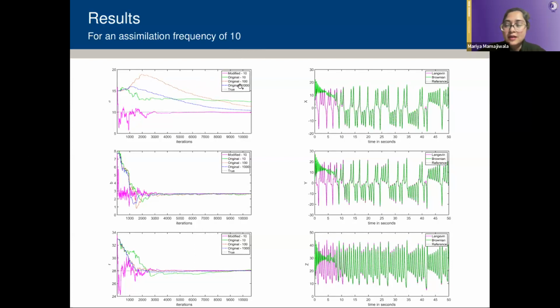And even with a higher ensemble size, we still see that it doesn't compare very well. Same is true for the states, because the behavior of convergence between states and parameters is related. When parameters converge faster, so do the states.